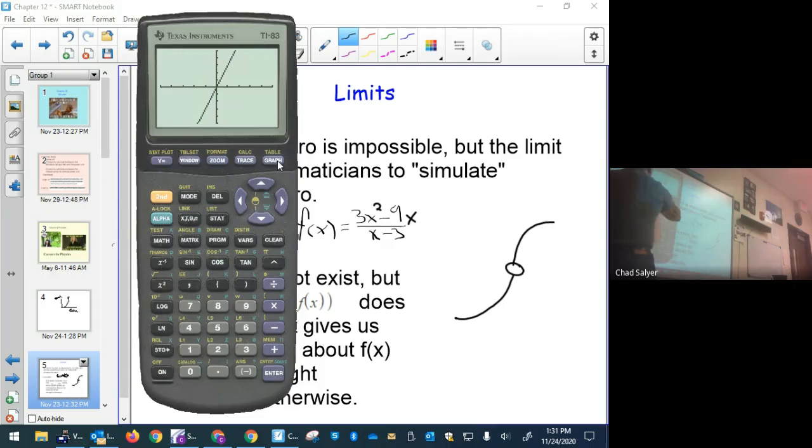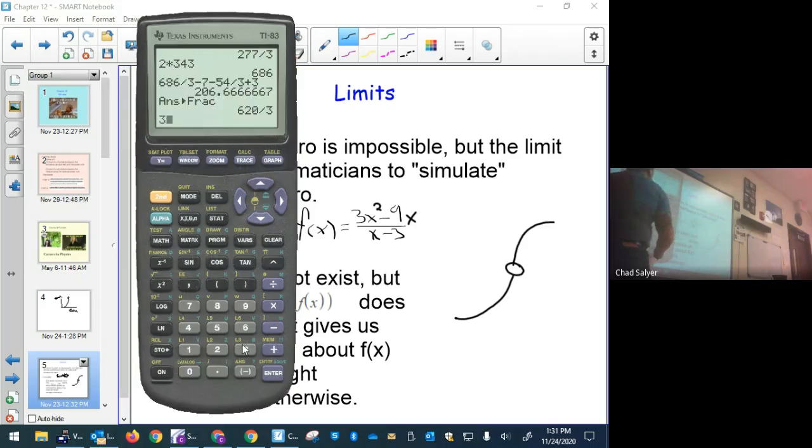So, I need a little bit more y value. So let me just zoom. I'm concerned about its behavior at 3. If I hit trace and 3, you'll see the y value does not exist.